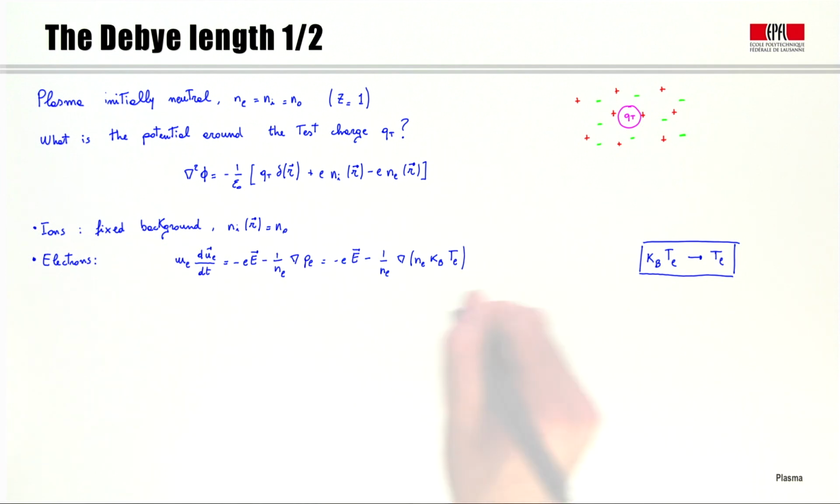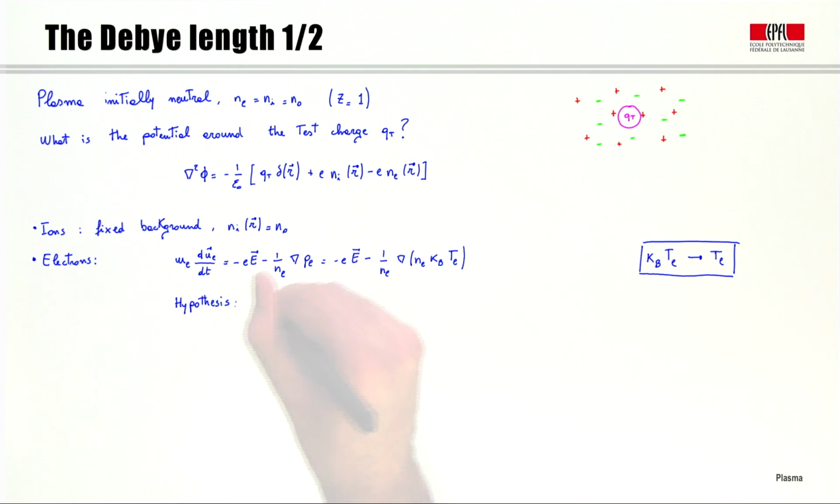Now, to make some progress, this is already a fairly complicated equation. We make some hypotheses. The first one is that electrons are very light. They respond basically immediately to the insertion of these charged particles into the plasma, which corresponds basically to taking the limit of the electron mass going to 0.